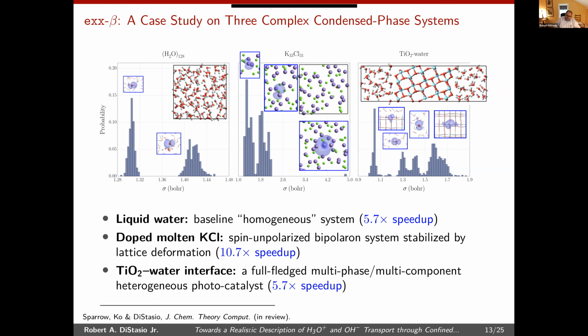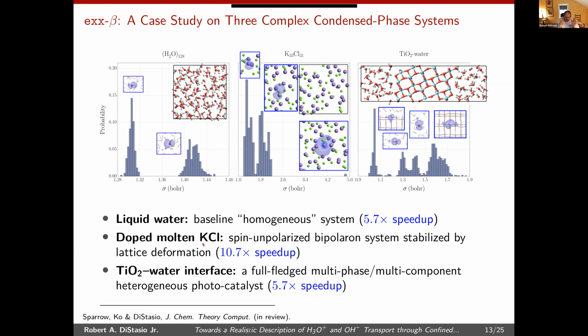So again, how do we see that, right? So for our baseline, quote unquote, homogeneous system, we get a 5.7x speed up for the same accuracy, right? So if we do the same accuracy as we have in the original version, we can do it 6 times faster, which is great. So even for a homogeneous system, we're 6 times faster.